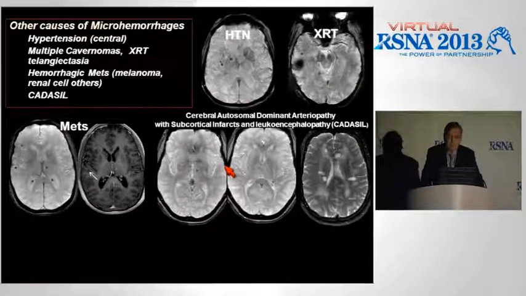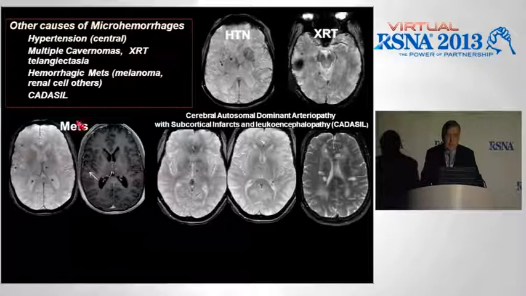So what are the other causes of microhemorrhages? Well, we talked about hypertension being more central in its location of microhemorrhages. You can certainly have multiple cavernomas. After radiation therapy, you can have multiple small hemorrhages. These are thought to be either radiation-induced telangiectasias or little cavernomas. Certainly, metastatic disease can present with multiple small areas of reduced signal intensity on susceptibility-weighted imaging. Typically melanoma, renal cell, but there are many others. And then rarely, CADASIL, since that is a microangiopathic disease that involves the arterioles, you can also see these small microbleeds in patients with CADASIL.